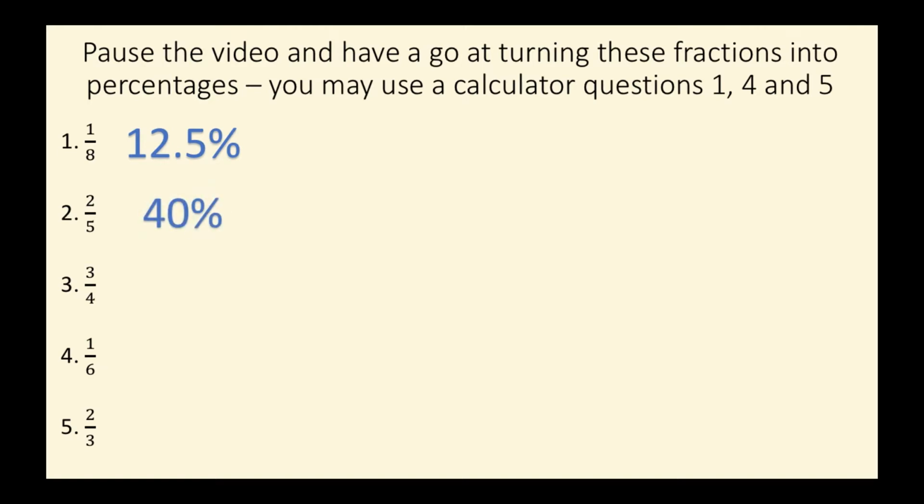2/5 is 40%. 3/4 is 75%, which you should already know that one, by the way. I suggest you learn that one. 1/6 is 16.6% recurring, so there's a dot above the 6. And 2/3 is 66.6% recurring. Okay, so well done if you got all those right. If you are struggling with anything, please don't hesitate to contact us, and we'll try and help you as best we can with your studies.